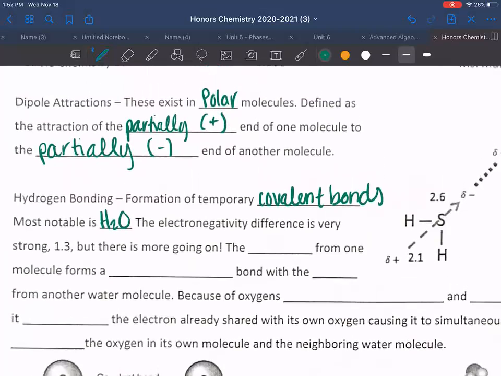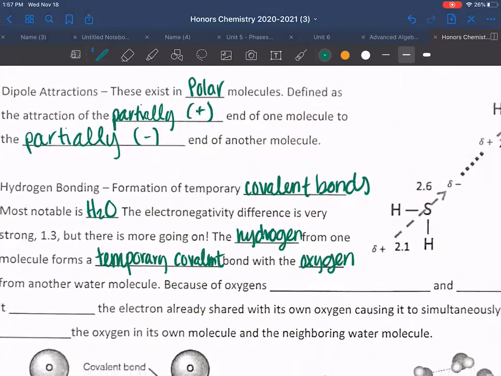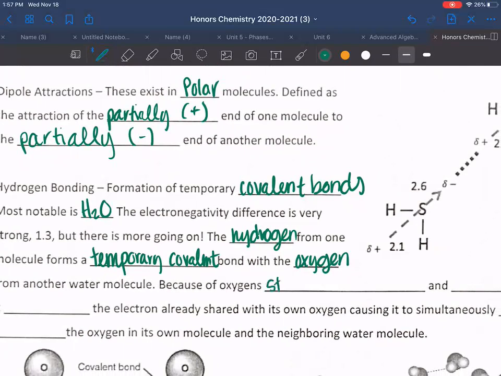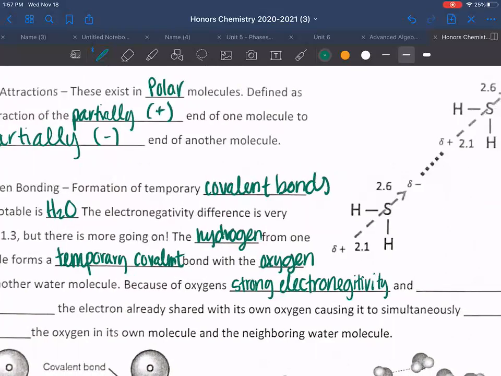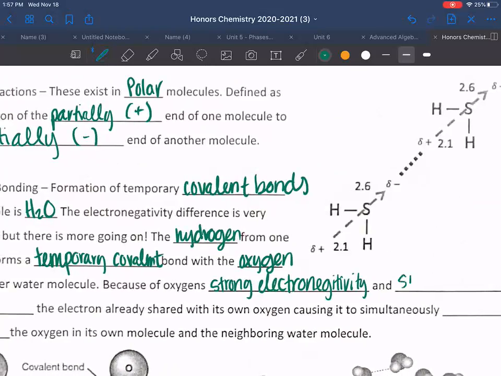And so the hydrogen from one molecule actually forms a temporary covalent bond with the oxygen from a different water molecule. And so the reason this can happen has to do with, one, oxygen has strong electronegativity, but really wants those electrons. But really importantly is its small radius.